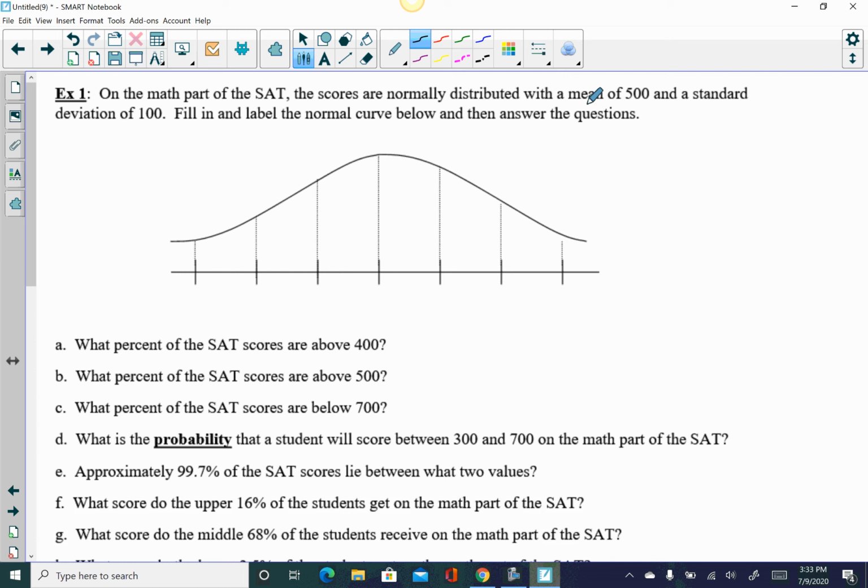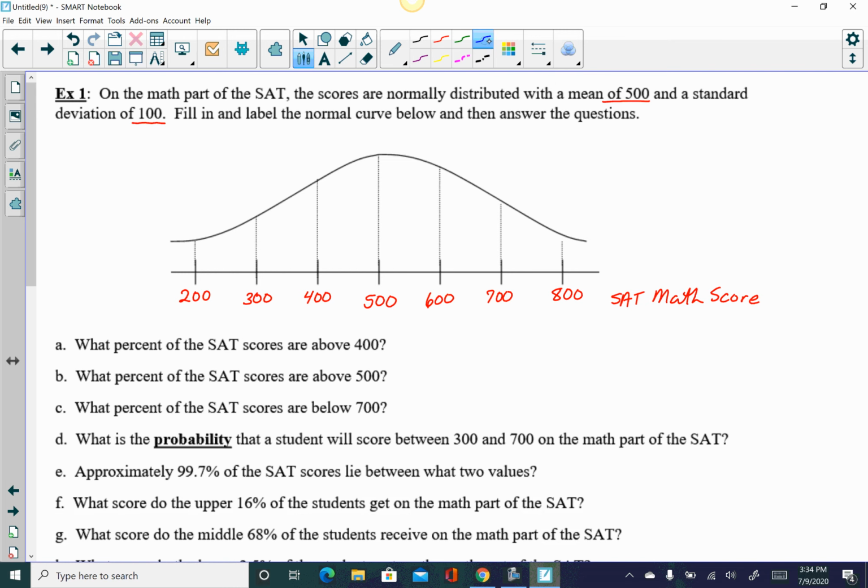They tell us that it has a mean score of 500, so we'll put 500 here in the mean. The standard deviation is 100, so on the right-hand side I'm adding 100 to this 500. 500 plus 100 puts me at a score of 600. Add another 100, add another 100. On the left-hand side of that mean, I'm subtracting 100, so that would put me at 400, 300, 200. And we'll just label this as your SAT math score.